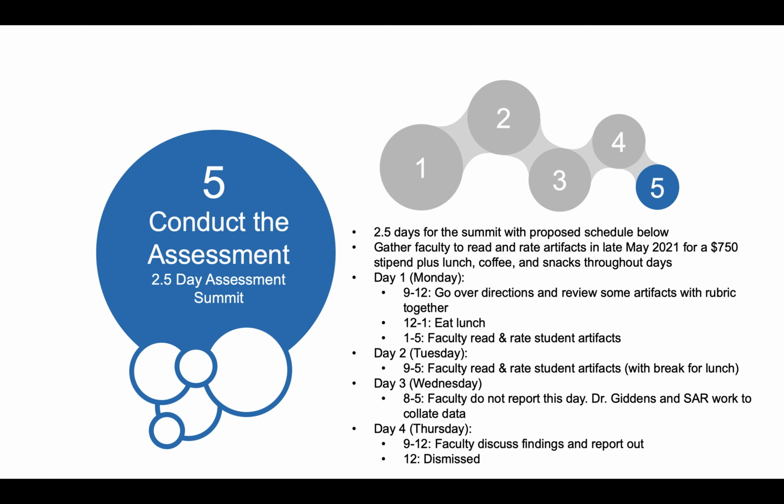So I'm recommending that 2.5 days over the summer we have a core assessment summit, and the proposed schedule is here. So I would gather faculty, or the core assessment committee would gather faculty to read and rate artifacts in late May 2021. Again, because this is something that would be implemented starting in academic year 2021, the first time we would actually have data to review would be at the end of 2021. So in late May, for $750, we would gather faculty, and this would include lunch, coffee, and snacks throughout the days.